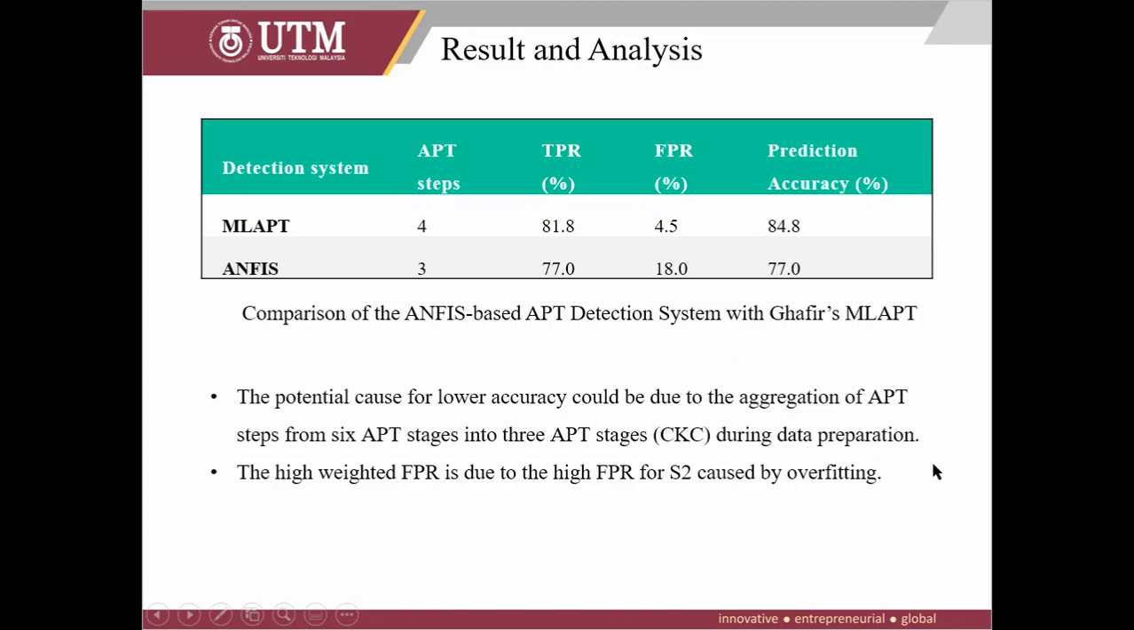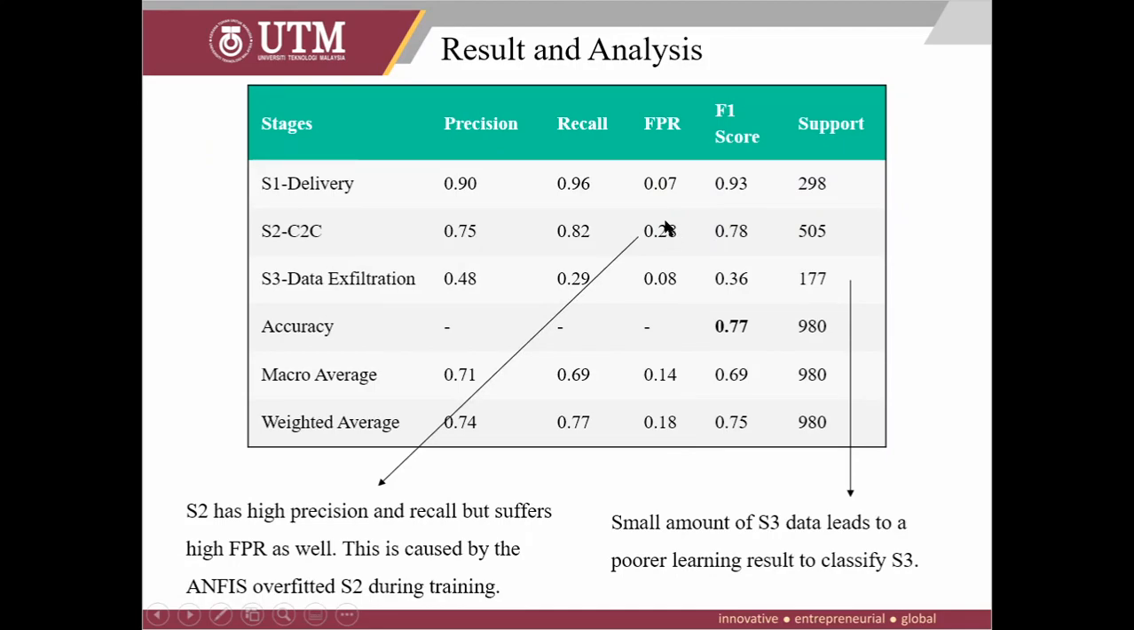The potential reason might be that when we transformed our APT stages from 6 APT stages to the 3 that we are focusing on here, some of the data characteristics might have been mixed up or lost when we combined them together. So this might be one of the reasons. The second reason for the high false positive rate of this detection system is the high false positive rate for S2, which I've explained in the previous slide here.